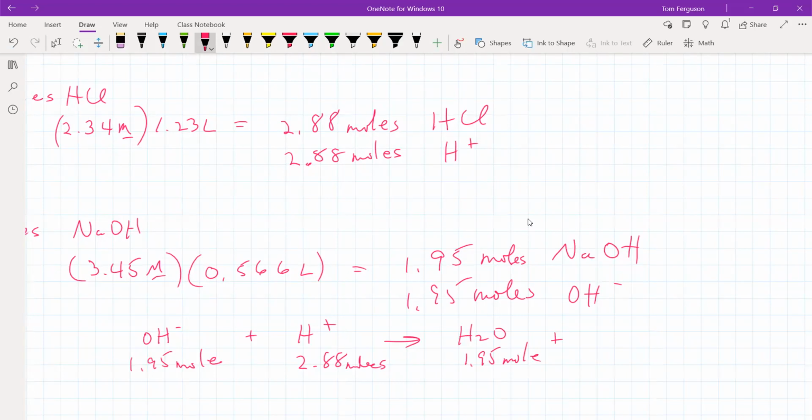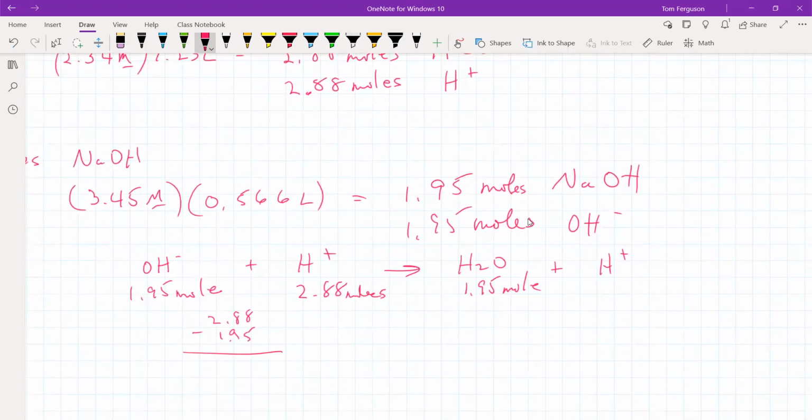Because this is a 1-to-1-to-1, that means we're going to create 1.95 moles of water, plus, what do we have left over? H plus. And how many moles of that do we have left over? Well, that's what? 0.93 moles. Excess H plus.